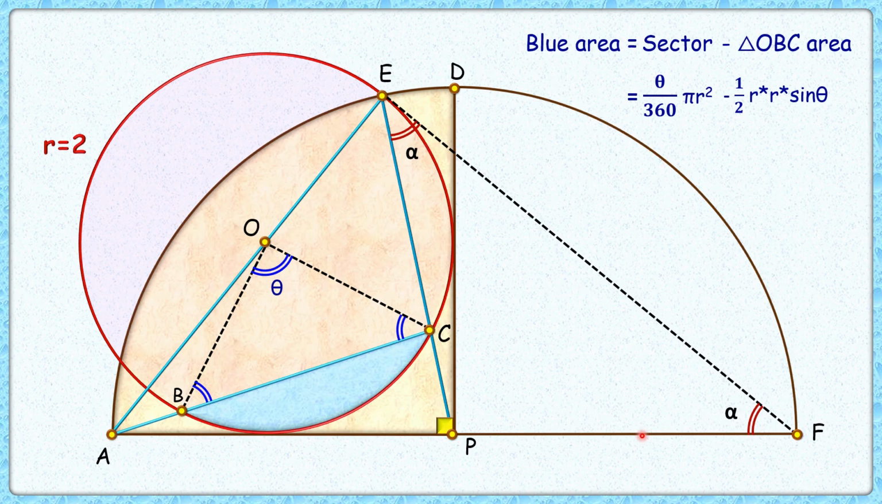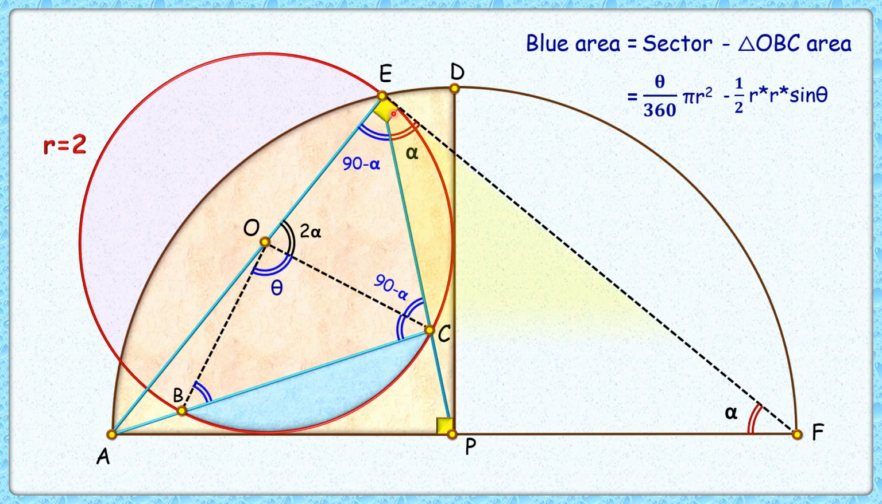Now AF is the diameter. We know a diameter always makes an angle of 90 degrees at the circumference. So this angle E here is 90 degrees. And this remaining angle, of course, will be 90 minus alpha. Now again look carefully, in this triangle EOC, OE is radius, OC is also radius, and thus it's an isosceles triangle, and this angle here will be the same, 90 minus alpha, and by angle sum property this angle will be 2 alpha degrees.